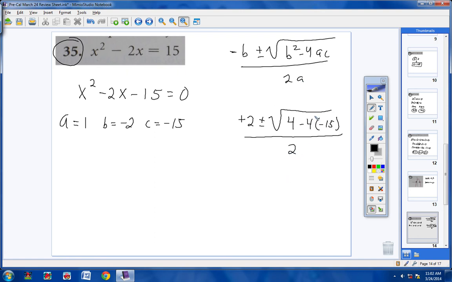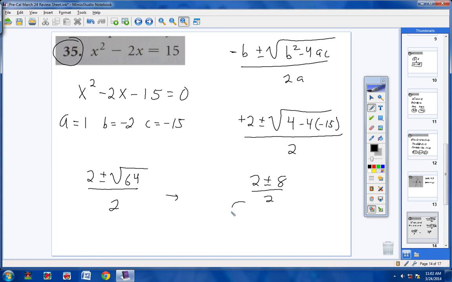Now next, I like to simplify my radicand, all of this under the radical. So next I would have 2 positive negative. Negative 4 times negative 15 is a positive 60. Do your multiplication first. Negative 4 times negative 15 is 60, plus 4 is 64 all over 2. Now 64 is a perfect square, so next I would have 2 positive negative 8 all over 2, because the square root of 64 is 8.